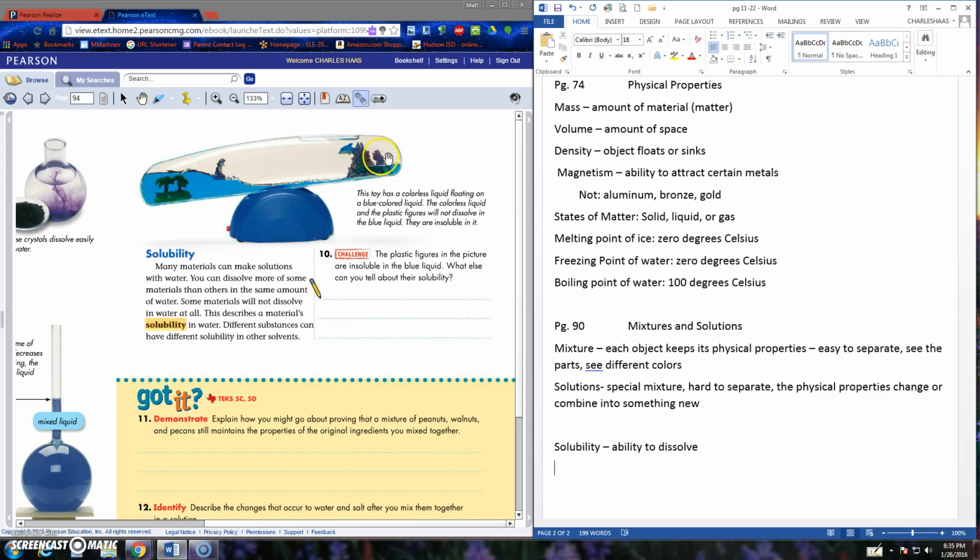You can see the stuff right here, the little dolphins, they're not dissolving. The little bitty plants, they're not dissolving, are they?